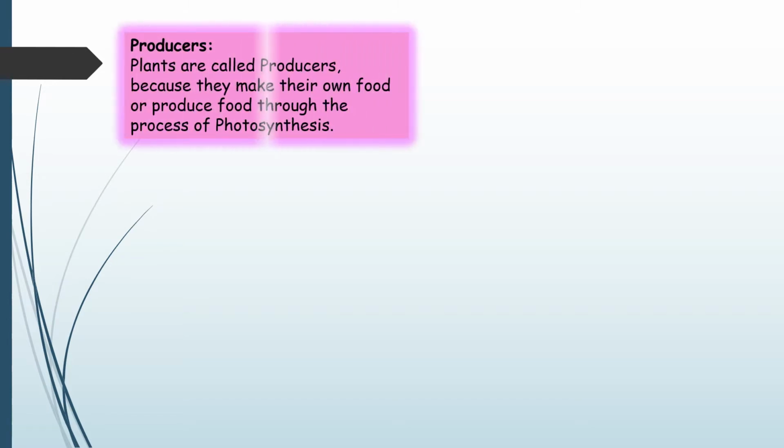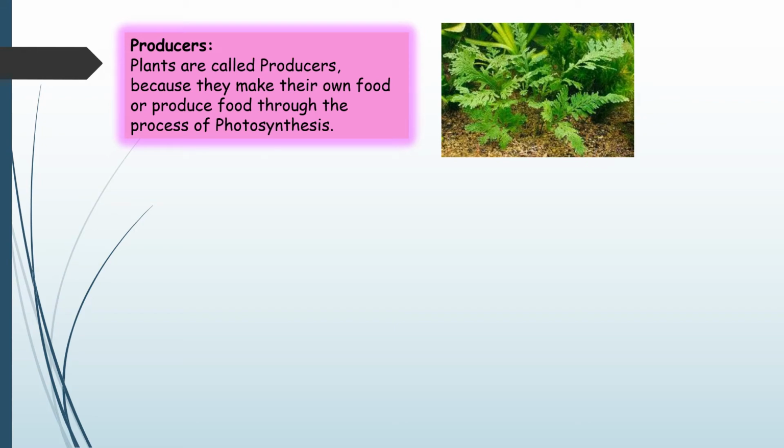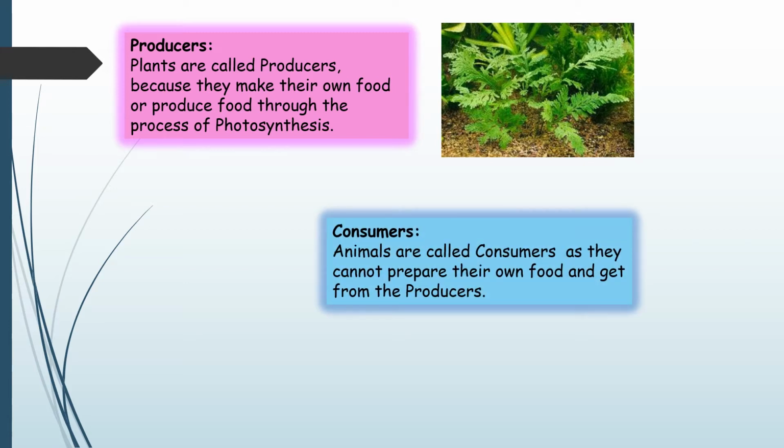Let's learn what are the things involved in the food chain. Producers. Plants are called producers because they make their own food or produce food through the process of photosynthesis. Consumers. Animals are called consumers as they cannot prepare their own food and get it from the producers.